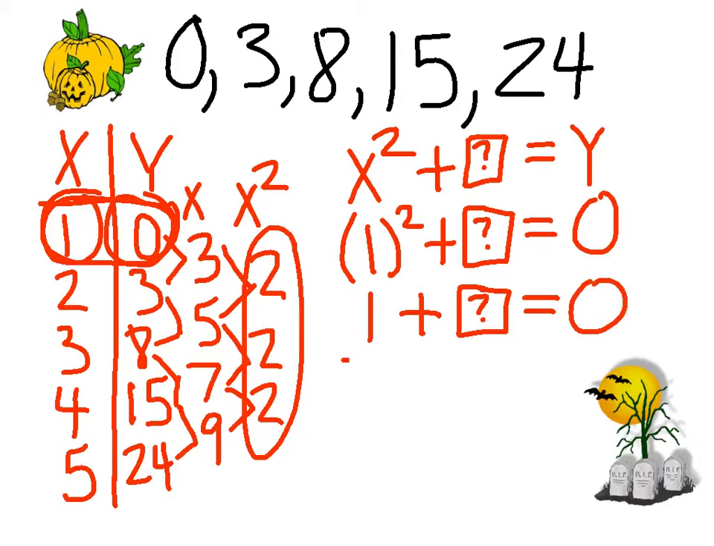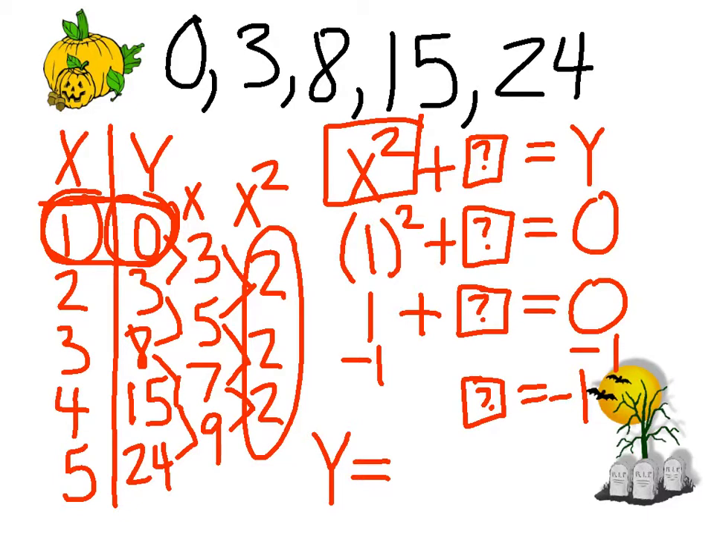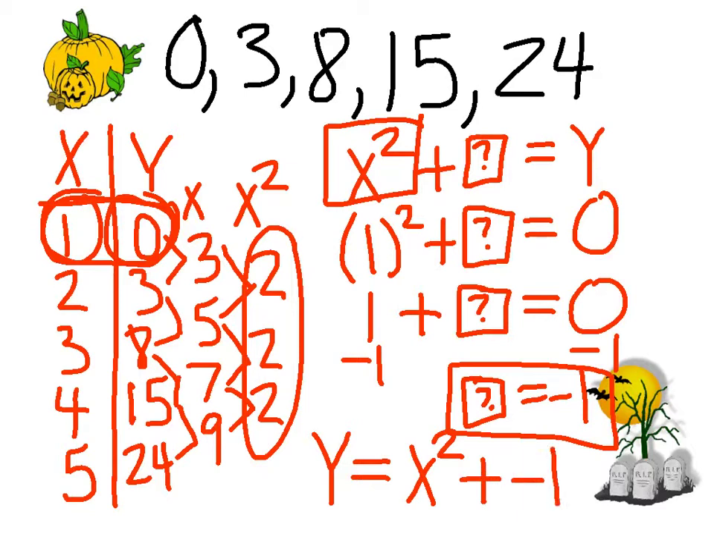We just solve for that number. We subtract 1 from both sides. 0 minus 1 is going to give us a negative 1 for our number. Now we just need to make our function. So we have y is equal to our x squared plus whatever number we had. So x squared plus negative 1, or x squared minus 1, whichever you prefer to write. And that's our answer for this function.